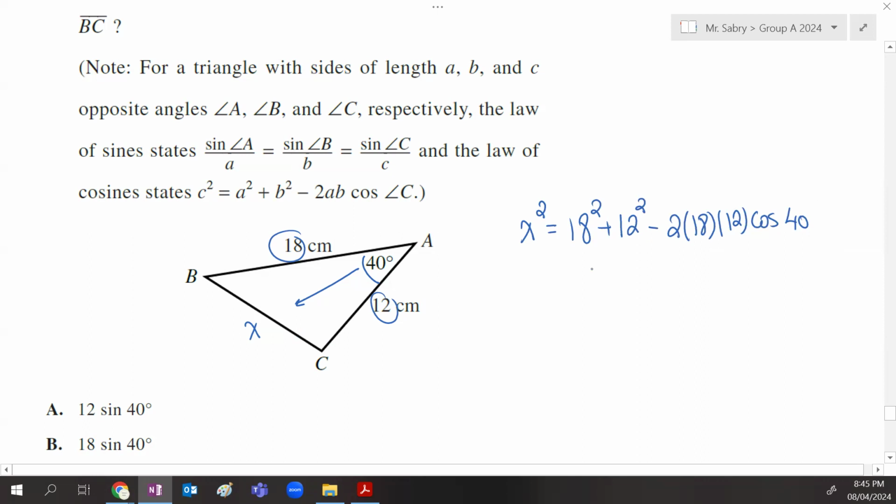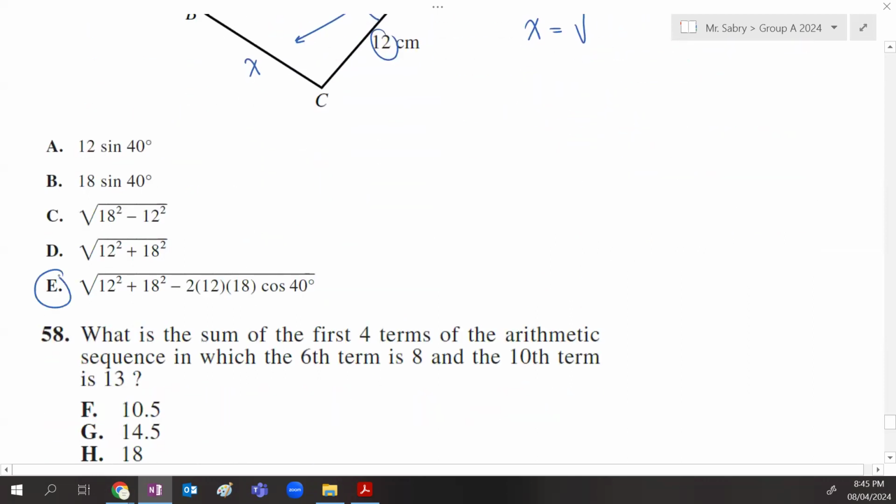All you need to do now is put x equals the square root of all of this. Looking at the answers, it's right there: square root of 12 squared plus 18 squared minus 2 times the two sides cosine the middle angle. It's like a squared plus b squared minus 2ab cosine C, exactly like the cosine law.